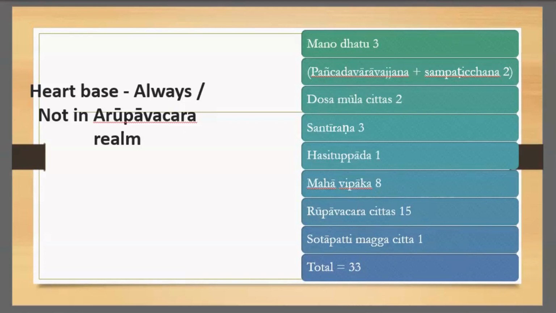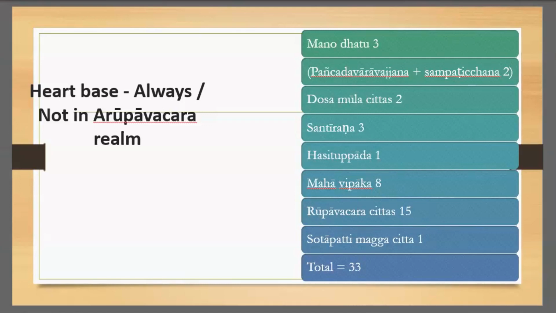Then rupavachara chittas. Rupavachara chittas can arise in kama realm and rupavachara realm. Rupavachara chittas never arise in arupavachara realm because they need some initial rupa object to develop their meditation. Therefore, rupavachara chittas do not arise in arupavachara realm. So, those 15 rupavachara chittas always take the heart base.